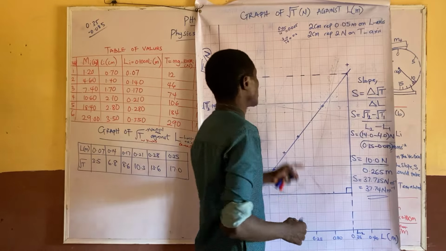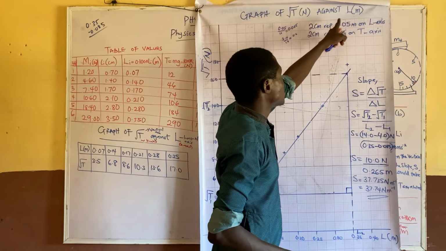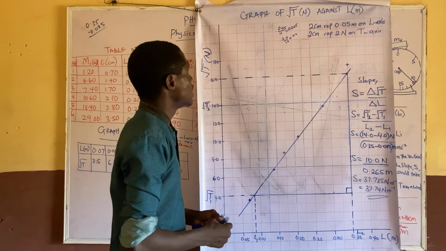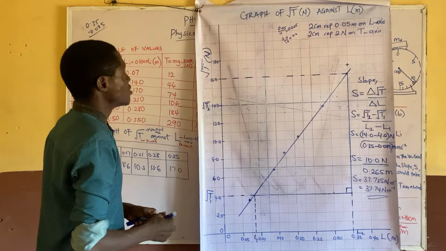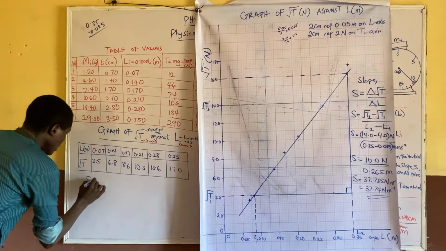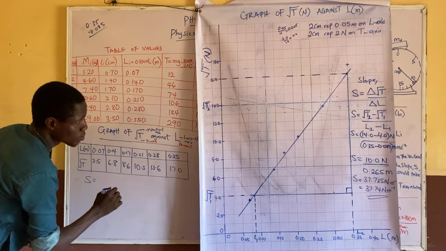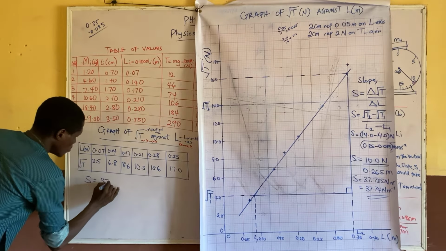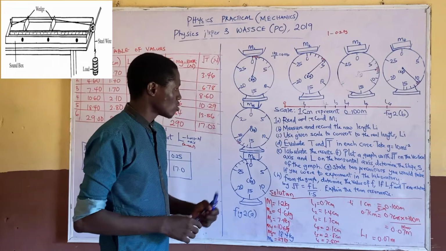As far as this graph is concerned, it is the graph of square root of tension against length. So now let's go to the questions given. Don't forget the slope here; write it out because we are going to need it for subsequent calculation. So the slope here is 37.735.